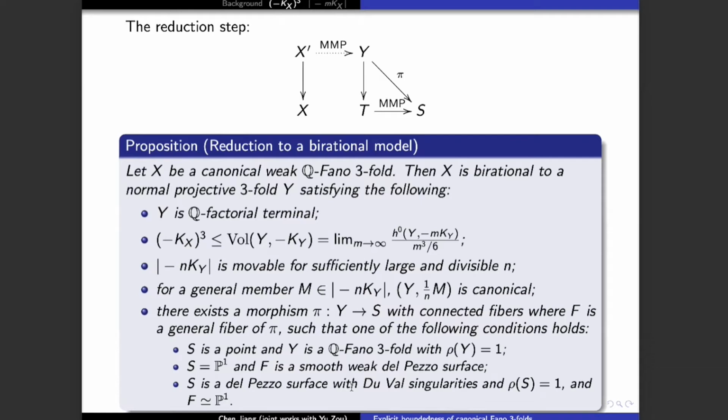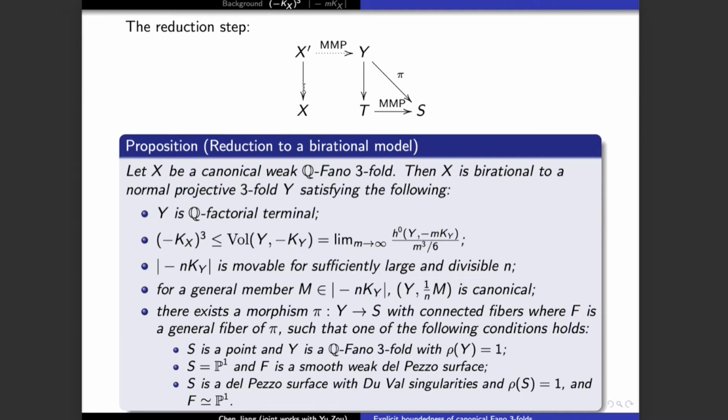And when the dimension of S is 2, then we know that S itself is a del Pezzo surface with at worst du Val singularities, and the Picard number of S is 1. And of course, we know that the general fiber of this fibration is just a P1, because we are in the Fano type case.